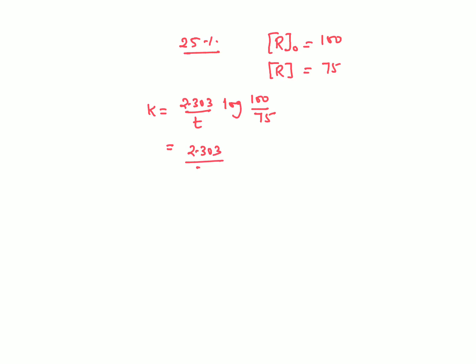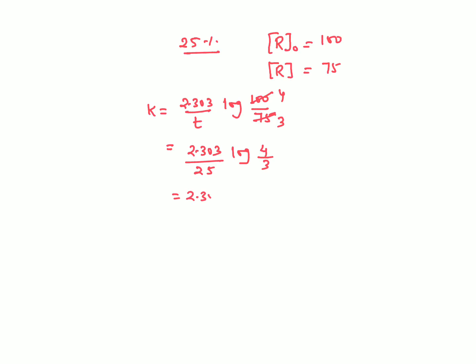25% decomposition means, suppose the initial concentration is equal to 100. After the decomposition of 25%, what is the concentration of the reactant? That is 75. So now for a first order reaction we have studied the rate constant k equals 2.303 by t log 100 by 75. What is the value of time given here? 25. So 2.303 by 25 log 100 by 75, that is 4 by 3.